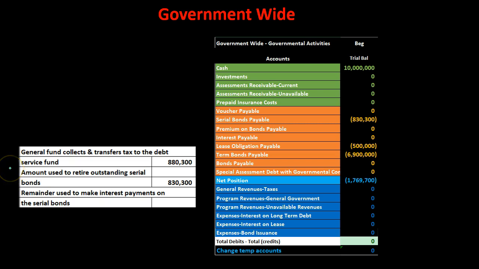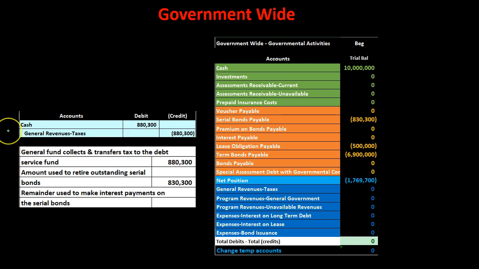First item, we have the general fund collects and transfers tax to the debt service fund. So the general fund then is going to be collecting the taxes and then transfer it to the debt service fund. What's going to happen on the government-wide activities, when we think about everything, the company as a whole or the entity as a whole, we're going to record the collection of taxes. We're going to say that the revenue is going to go up as well as the cash.